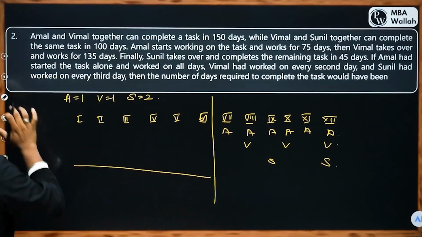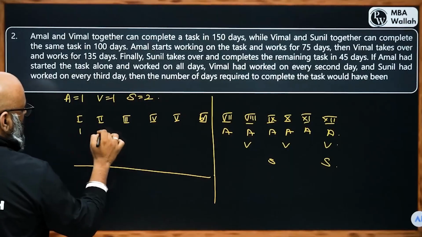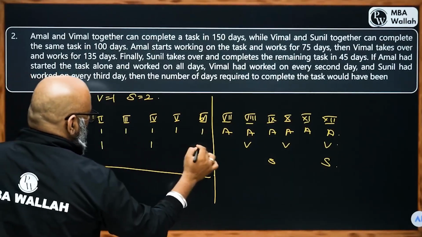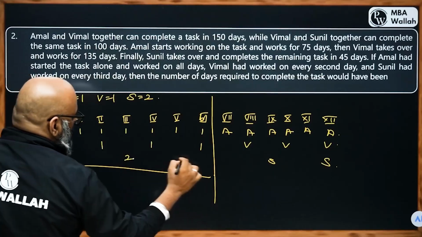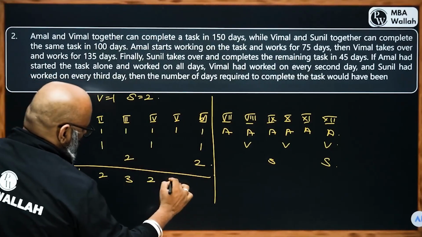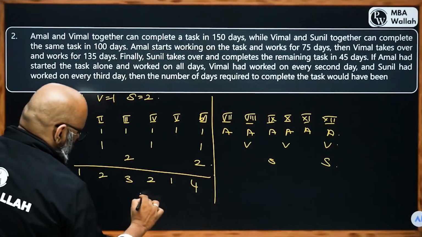Vimal is 1, Sunil is 2. Amal is capable of giving us 1 every day. Vimal gives 1 every second day. Sunil gives 2 every third day. So this is 1, 2, 3, 2, 1, 4. I add this.